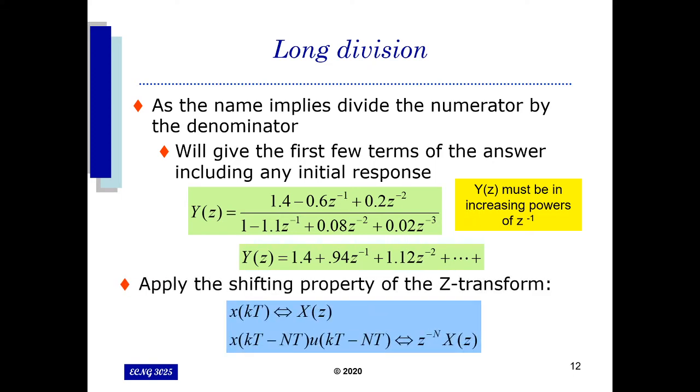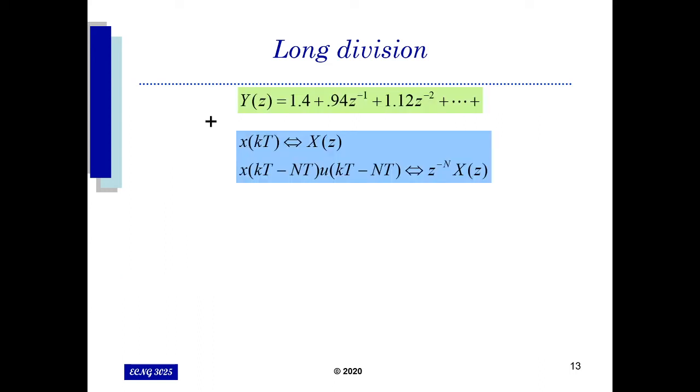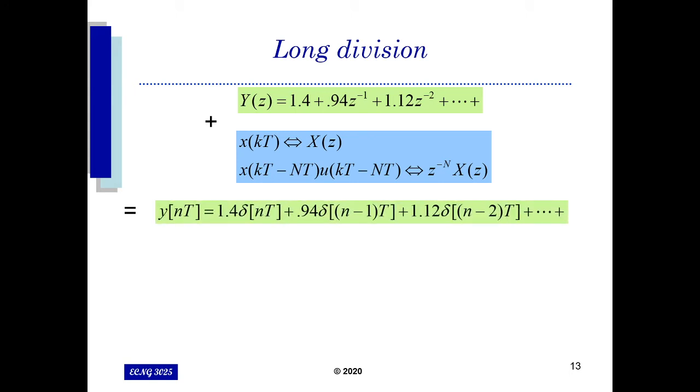We can also apply the shifting property of the z transform here in order to get the inverse representation, or if we just want it in terms of positive powers of z. So when we apply the shifting property here, we basically get our inverse z transform, and look how easy it is to do here.